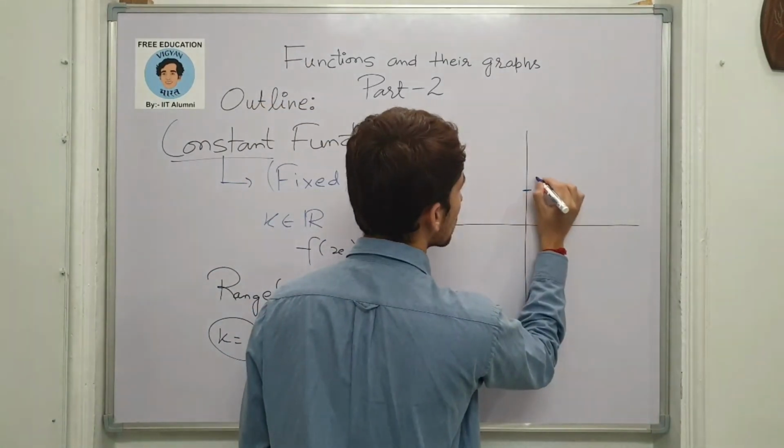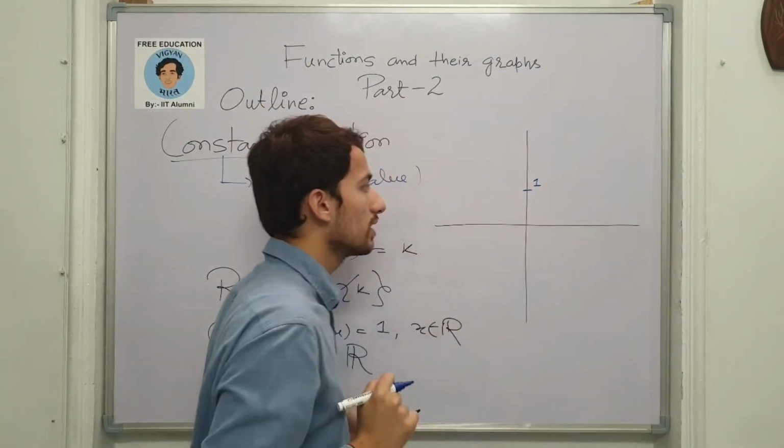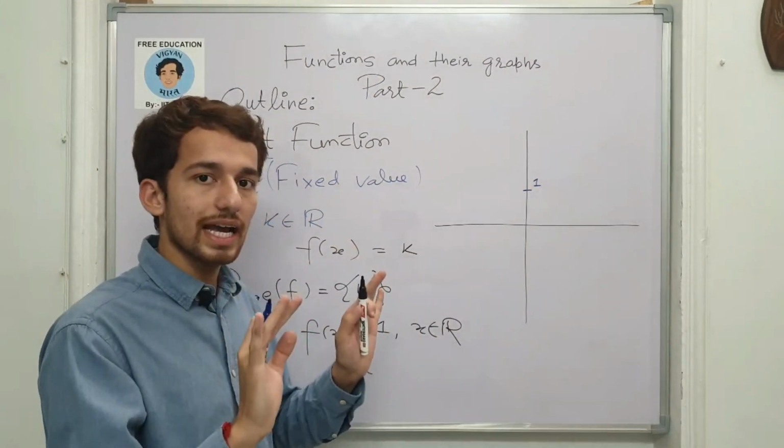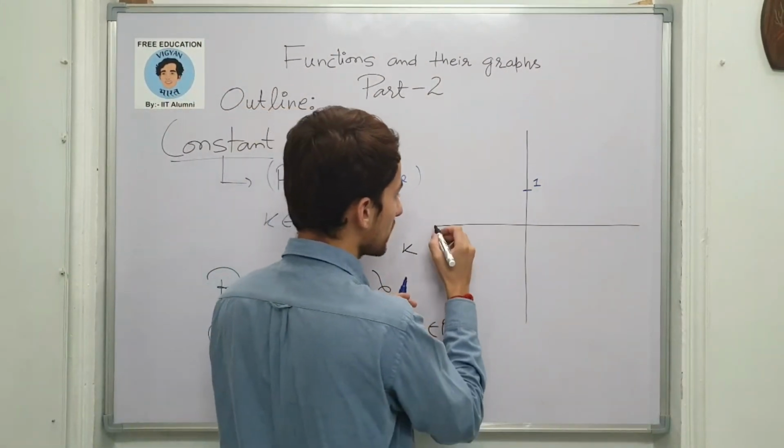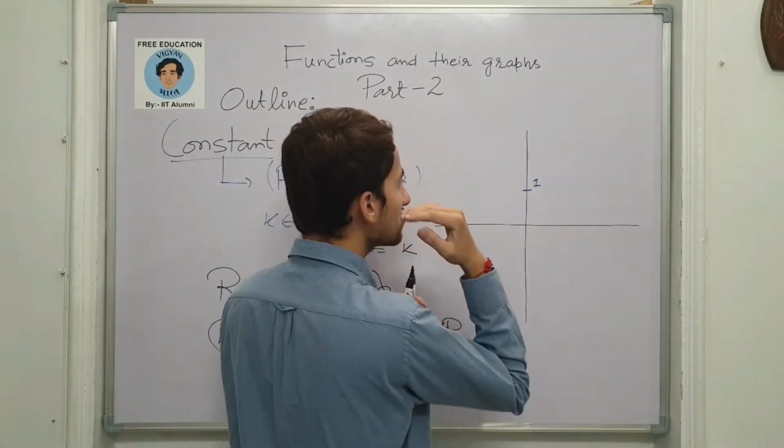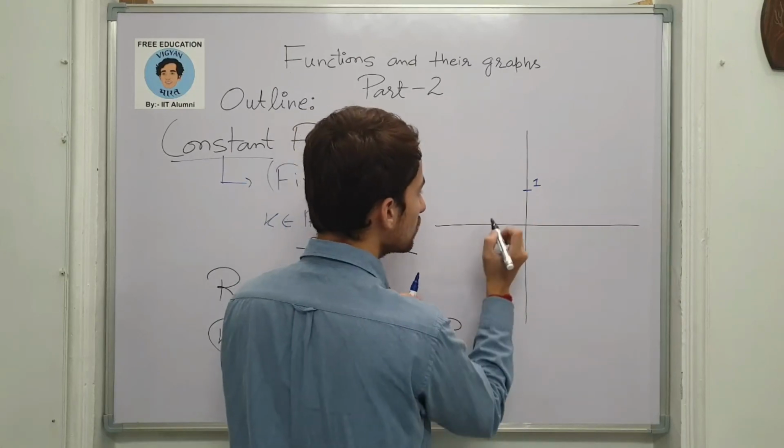This is my 1 value over here. So whatever values you give as input, you're free to choose from the real number line. The output is 1 itself. So let me plot some values.